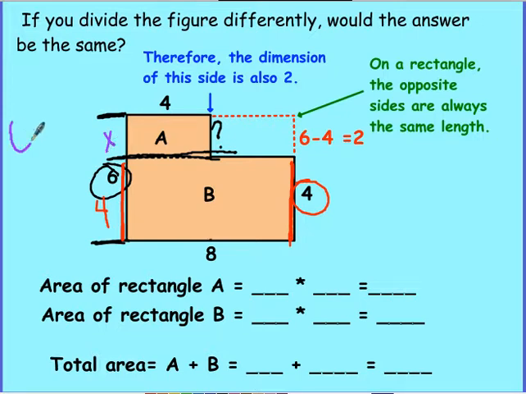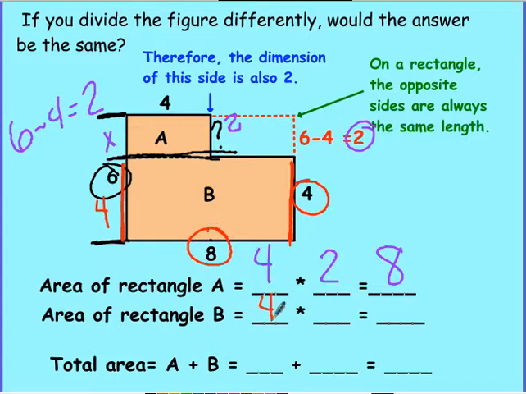So if I take that total of 6 and I subtract 4, that tells me that the side length here has to be 2. So now I know that for rectangle A, I have 4 by 2, which gives me 8. And then for rectangle B, I have 4 by 8, which gives me 32.